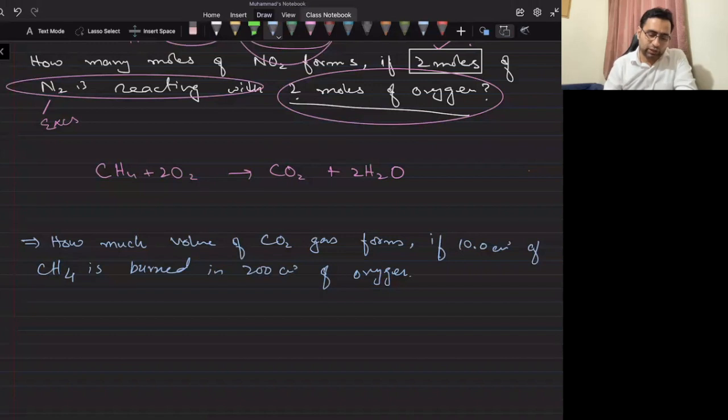How much carbon dioxide gas should release upon combustion of 10 cm cube of this methane?